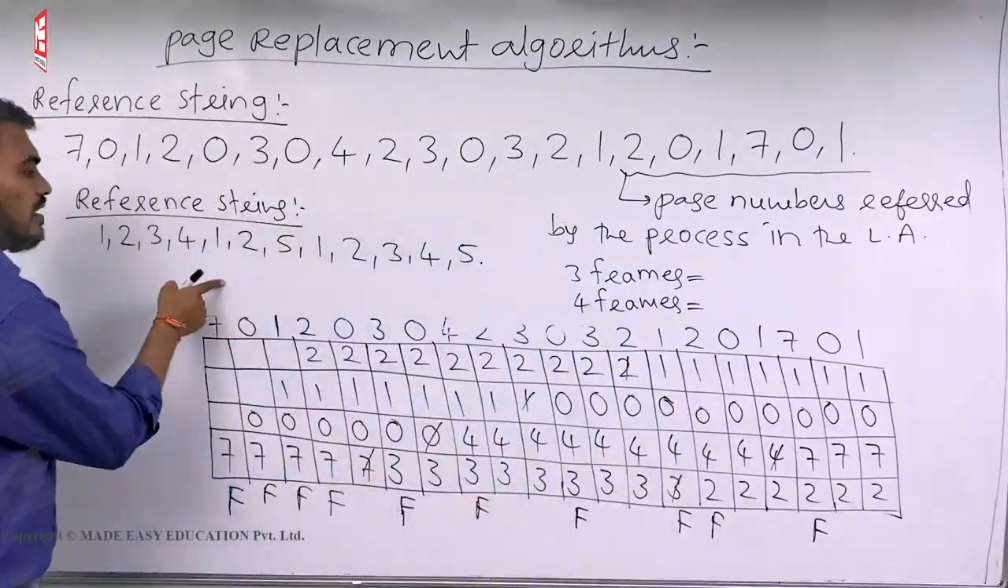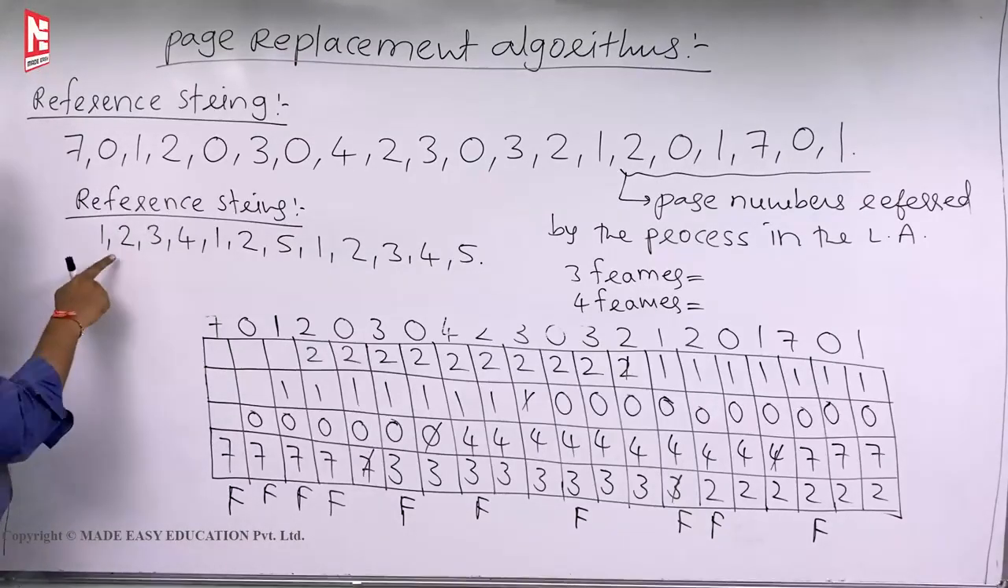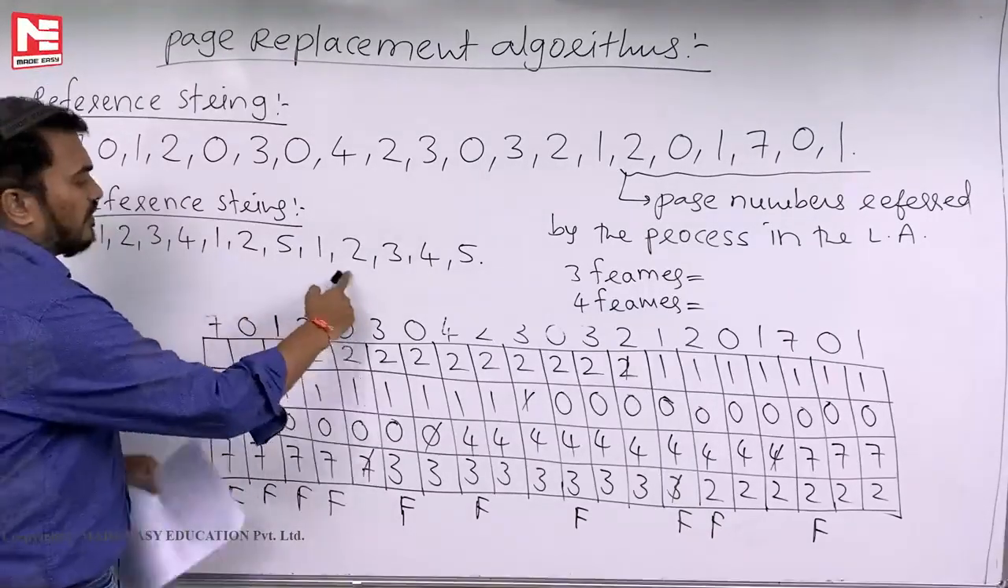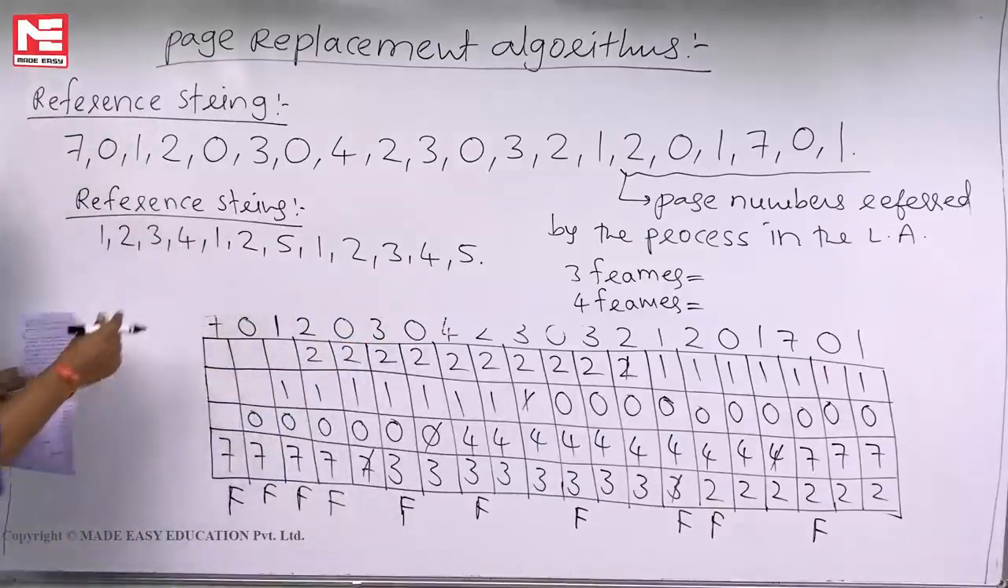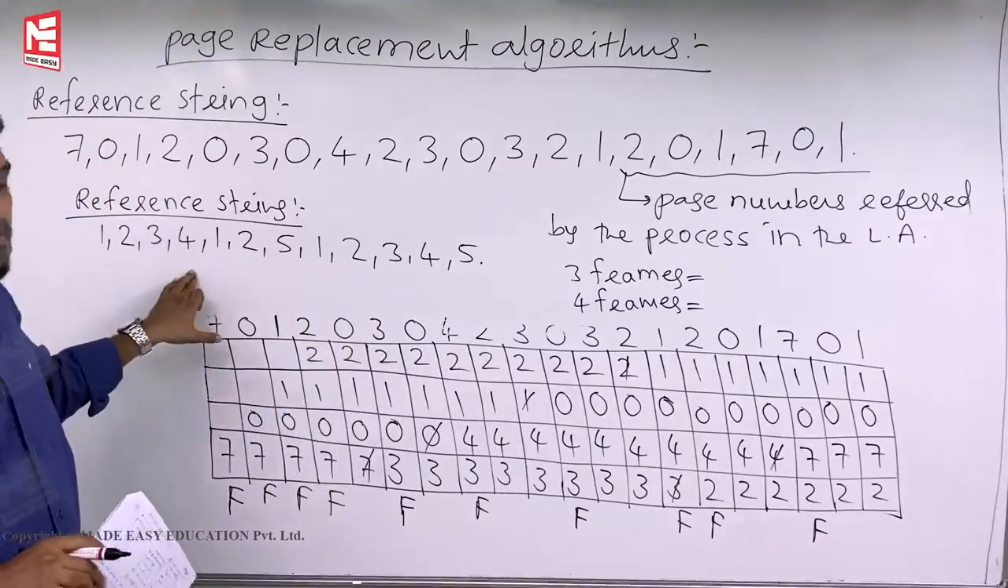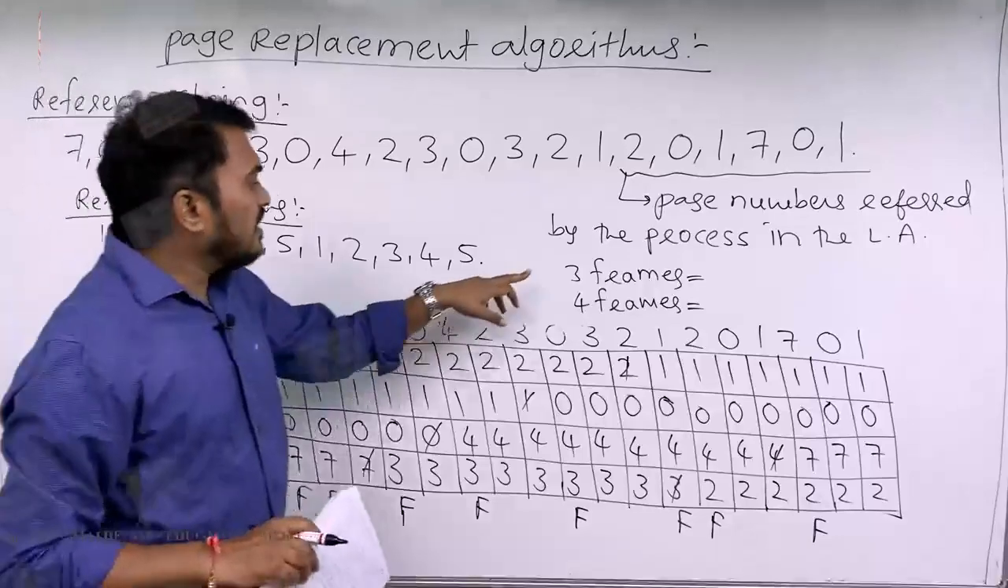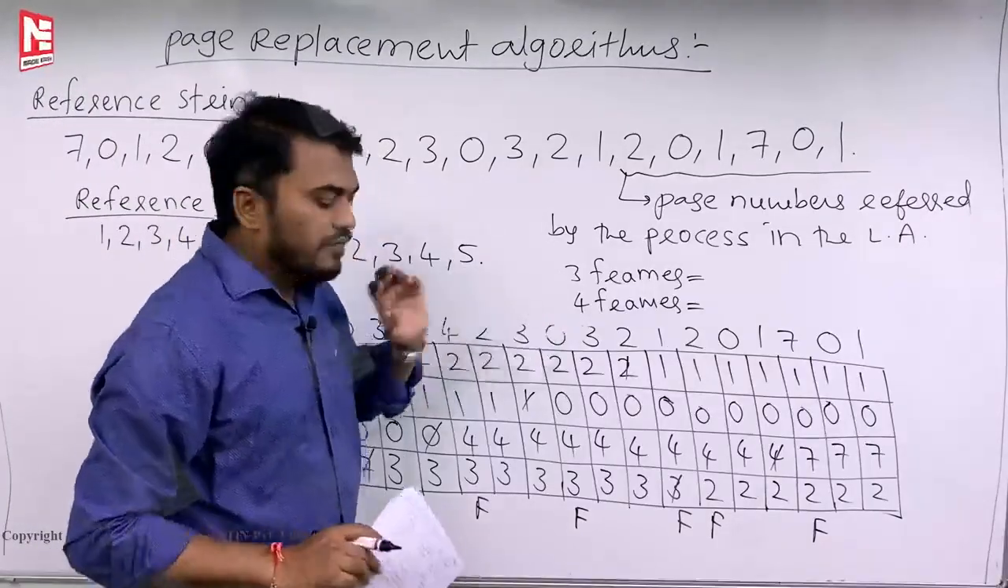Take this reference string. I think it is properly visible. 1 2 3 4 and 1 2 5 1 2 3 4 5. So take this reference string and solve this by using first in first out, by taking 3 frames and also with the 4 frames.